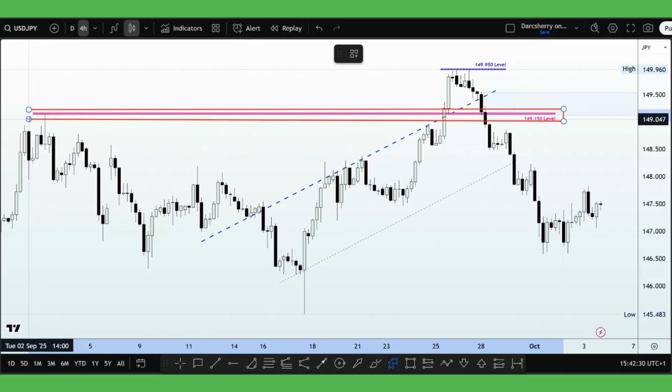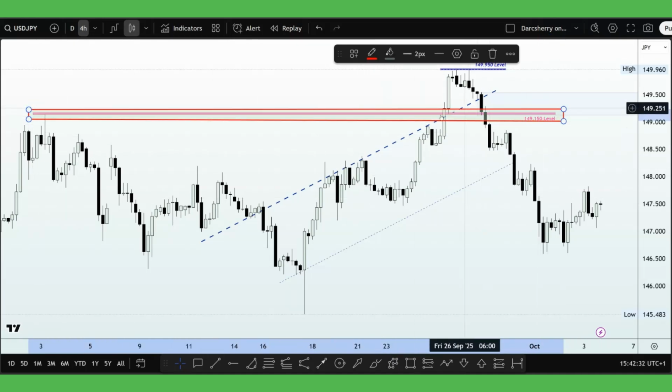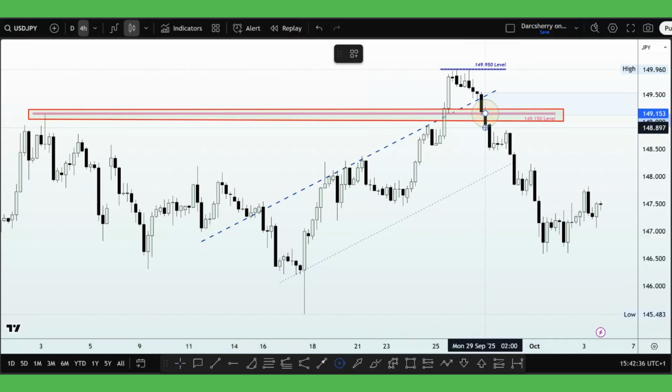149.150 as our key level, isn't it? And of course, look at what happened last week. Price did break down of that structure and triggered my bearish bias.